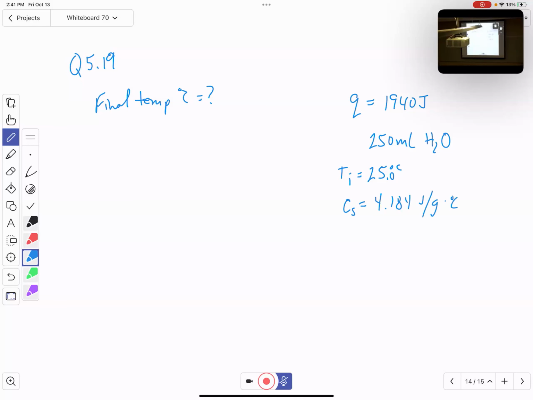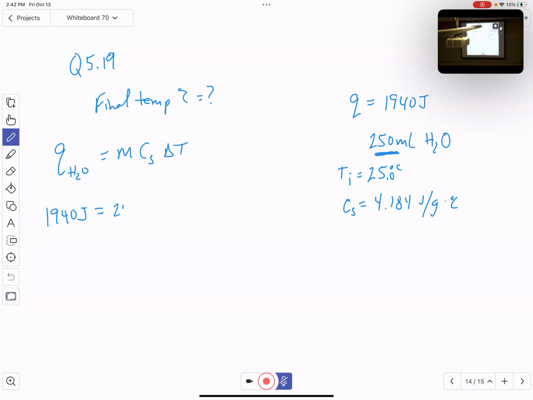So this is just a different version of Q equals MC delta T, right? Q for the water equals MC delta T. We know Q, right? We put in 1940 joules of energy. My mass of water, right? I've got 250 milliliters. 250 milliliters is 250 grams of water, because the density is 1 gram per milliliter. And my specific heat is 4.184 joules per gram degree Celsius. I want to find what the change in temperature is.